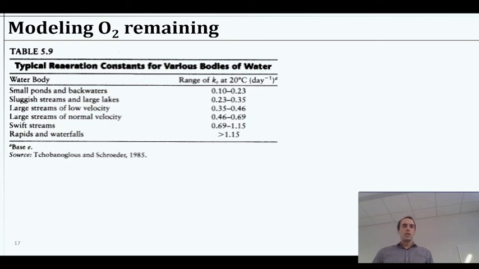So for example, the different water bodies here, we have a small pond, sluggish stream, large stream, swift streams, rapids, and waterfalls. You can imagine a waterfall is going to be providing a lot more aeration to the water than a slow-moving bayou, right? So these values are ranging from 0.1 per day to upwards of 1.15.